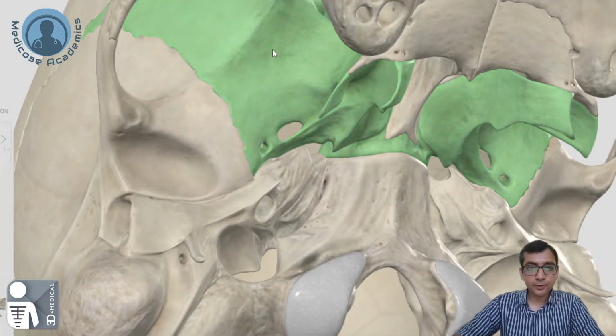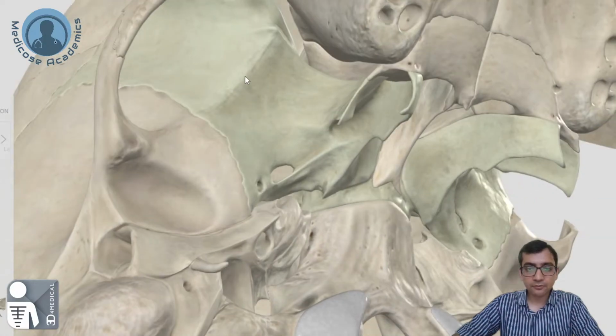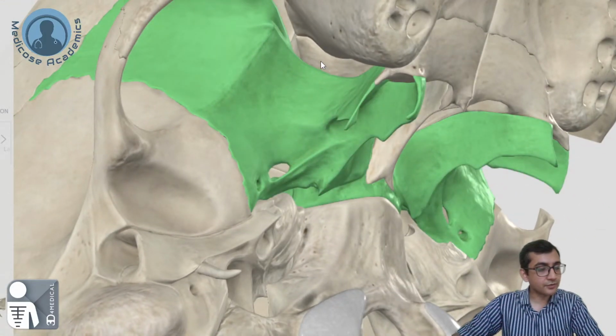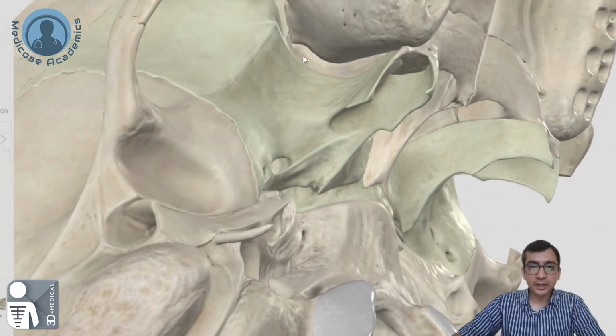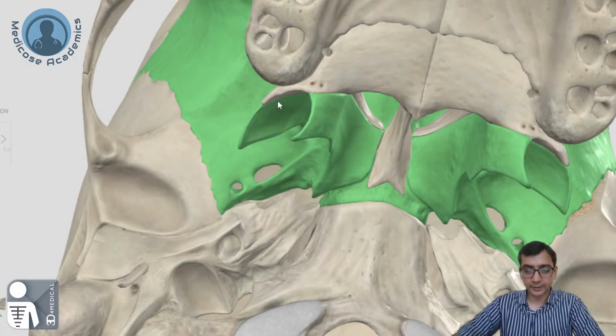The other important landmark is this infratemporal crest. And then if we move to the front, we will go again to the same pterygomaxillary fissure, pterygopalatine fossa, and the same infratemporal fossa, and all the same things will be here.